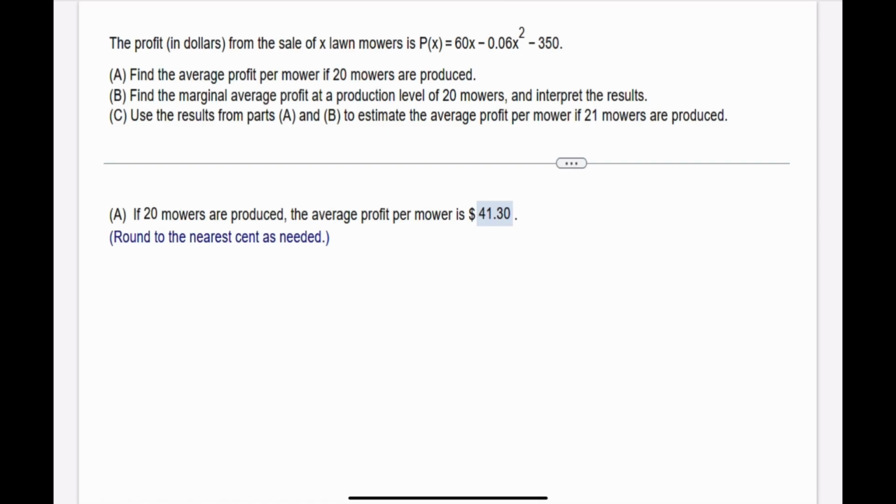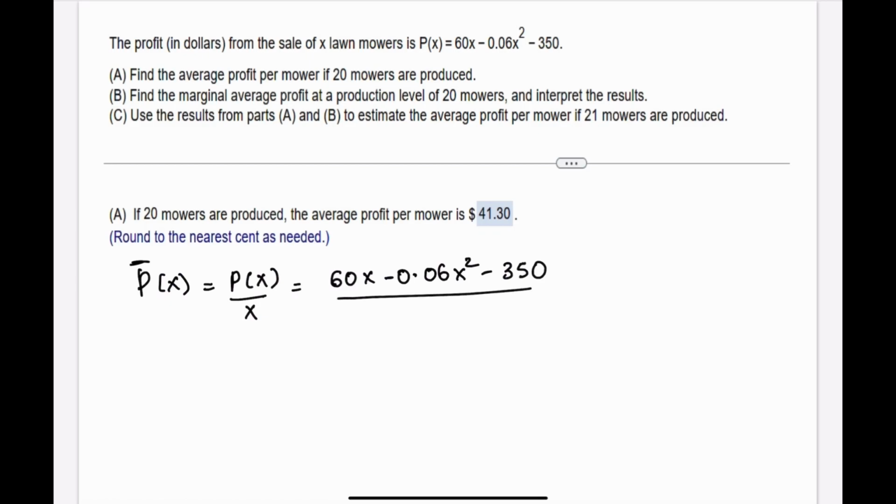When they say average, remember what the average is. The average is P of x over x. So let's just put the line for the average. The average profit is always the number divided by the total number. Okay, very good. So this is nothing but 60x minus 0.06x squared minus 350, divided by x.